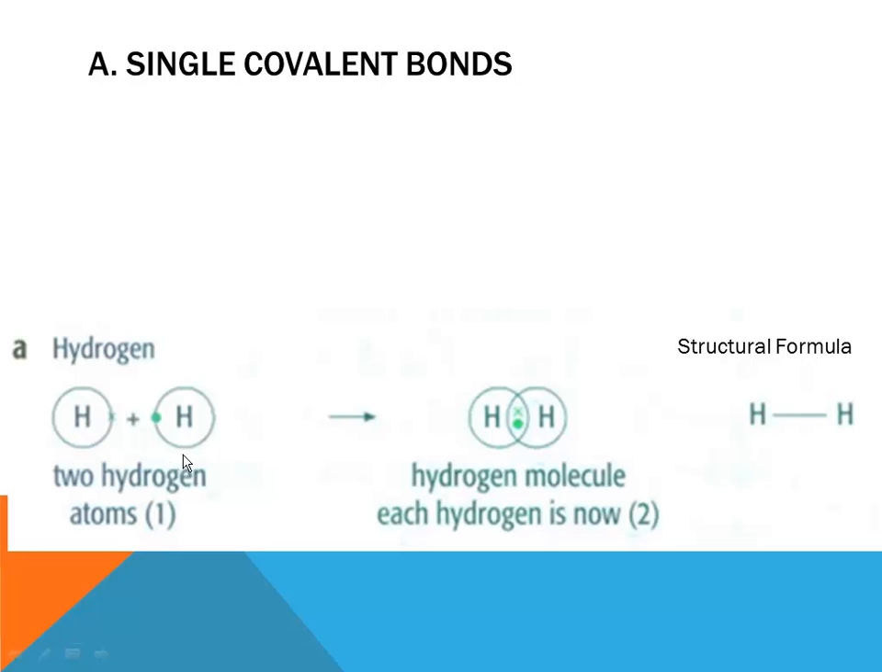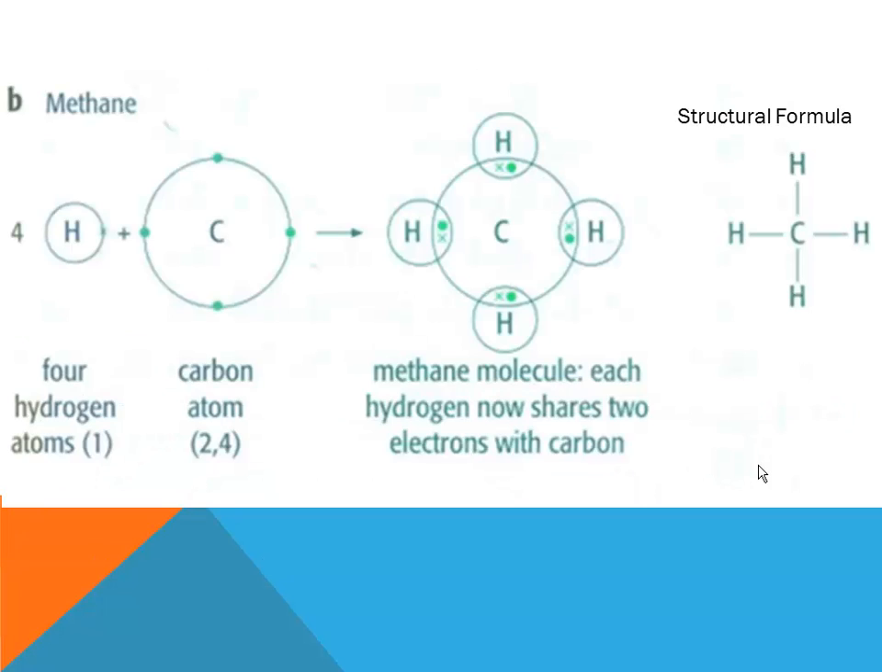Here you have hydrogen. Hydrogen only has 1 electron each, so they are going to share, make a bond. There they are sharing, and that's the structural formula with that bond representing 2 electrons, 1 pair.